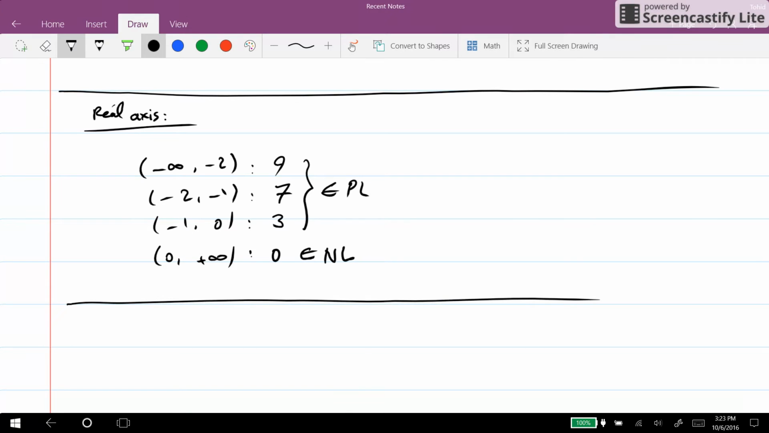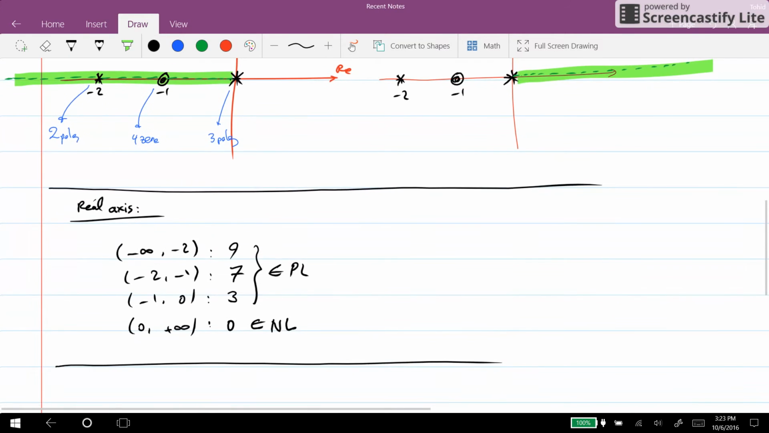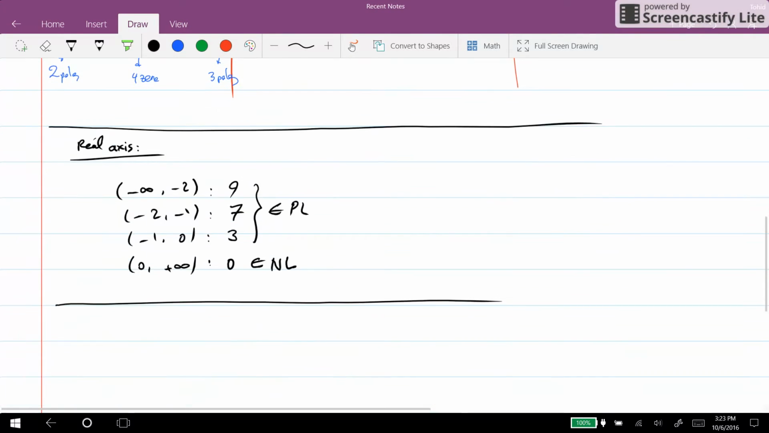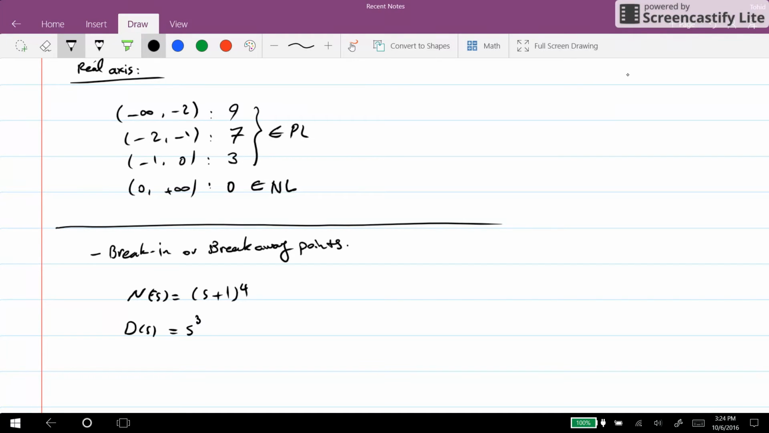Okay, so we need to go to the next part of drawing the root locus. Let's see if we have break in or break away points. We have N of s given as (s plus 1) to the power of 4 and D of s given as s to the power of 3 times (s plus 2) squared.